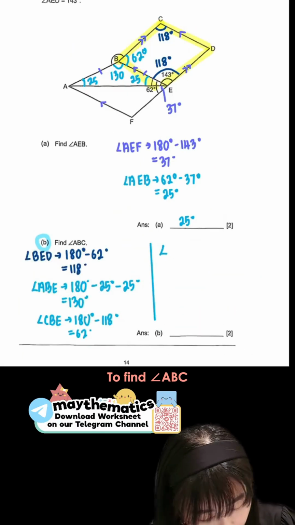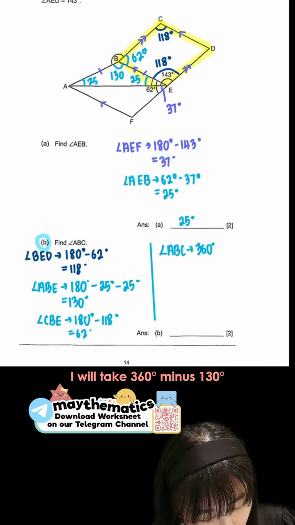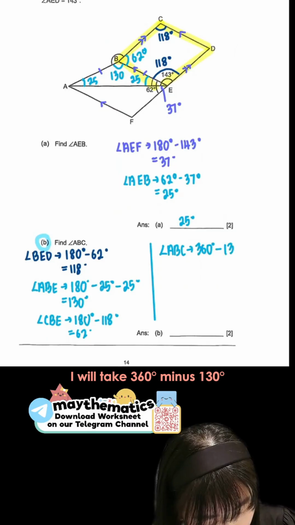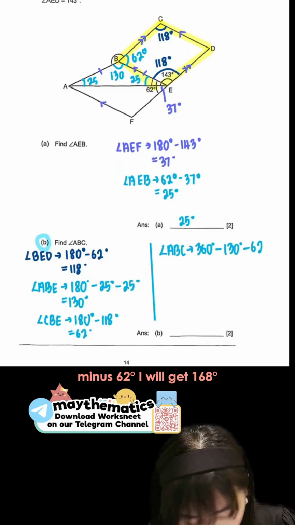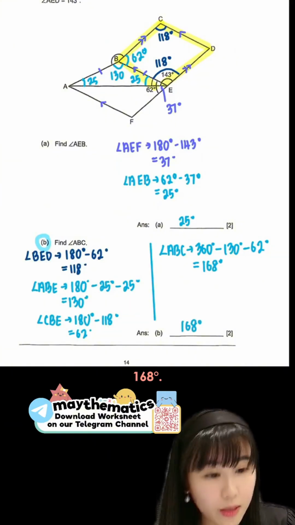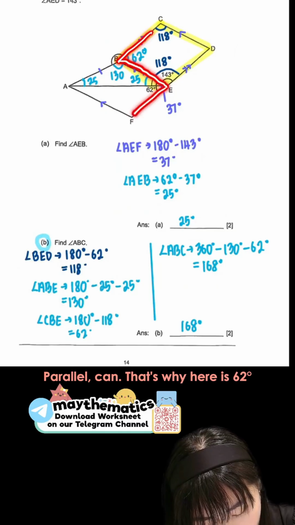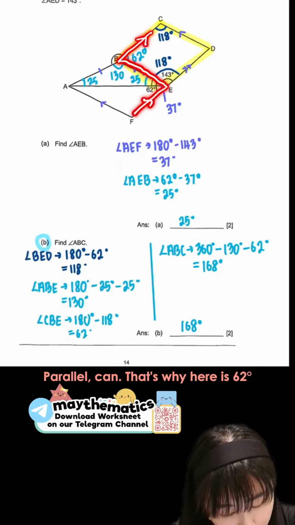To find angle ABC, since this adds up to 360, I will take 360 degrees minus 130 degrees minus 62 degrees. I will get 168 degrees. Can I say it's a Z shape? Like here, here, here. Parallel. Can. That's why here is 62, here is 62.